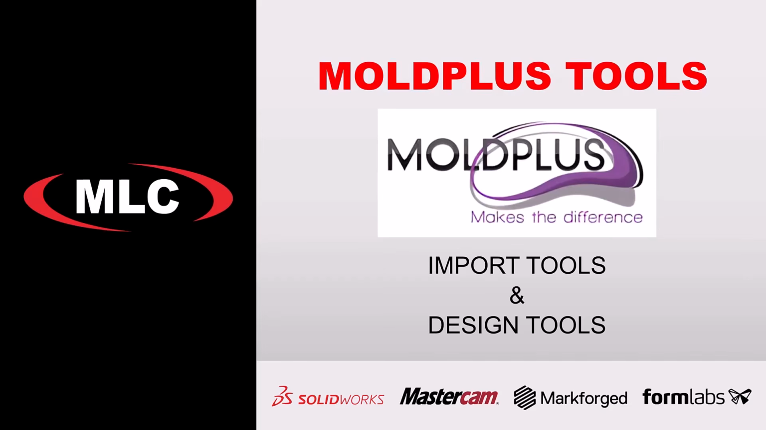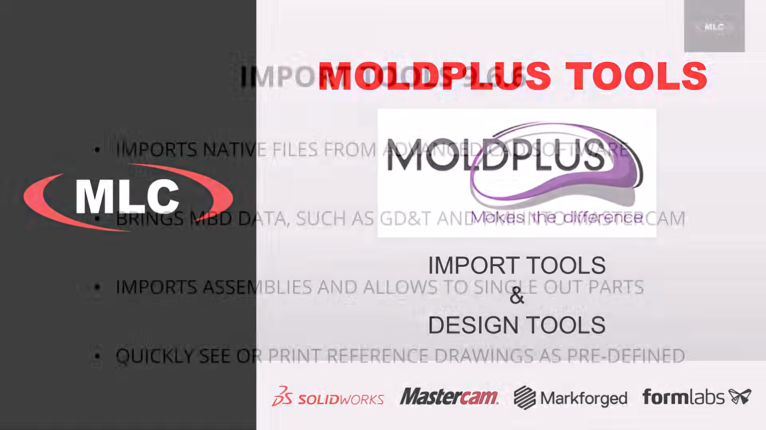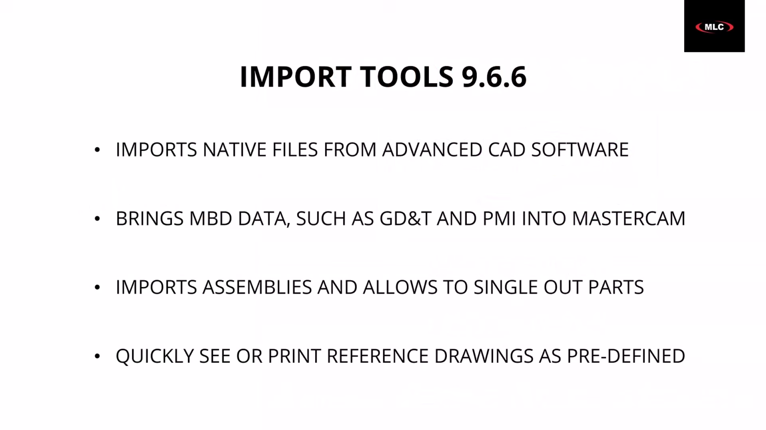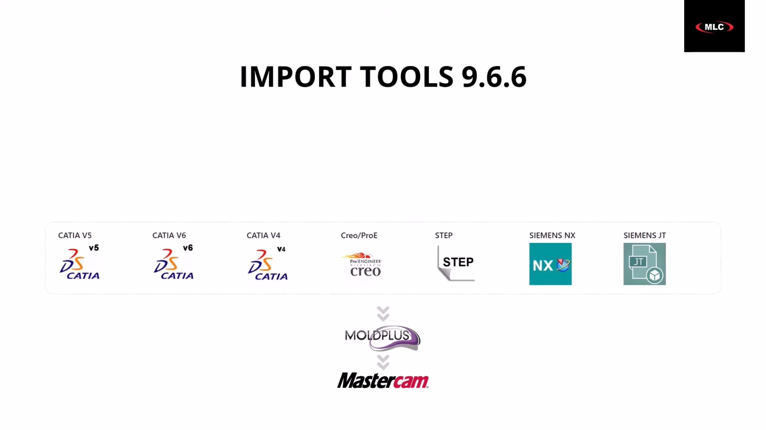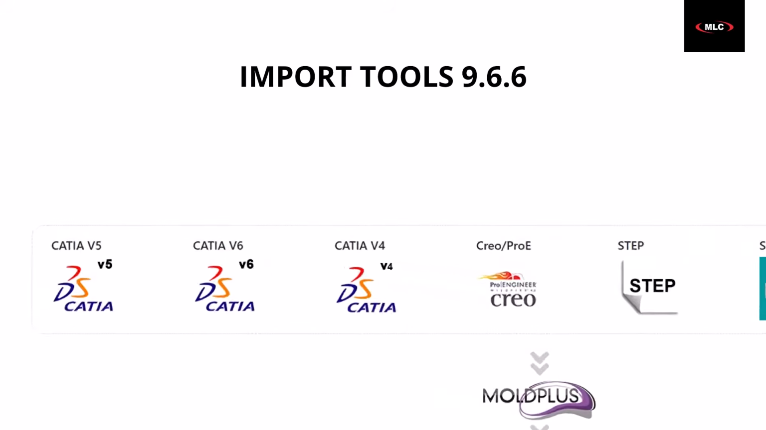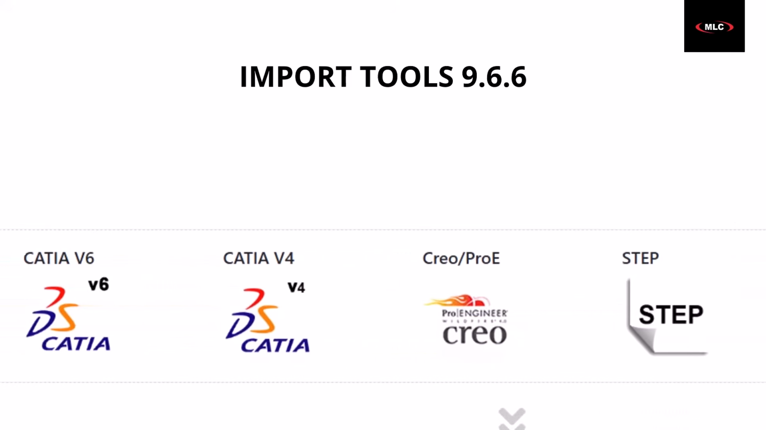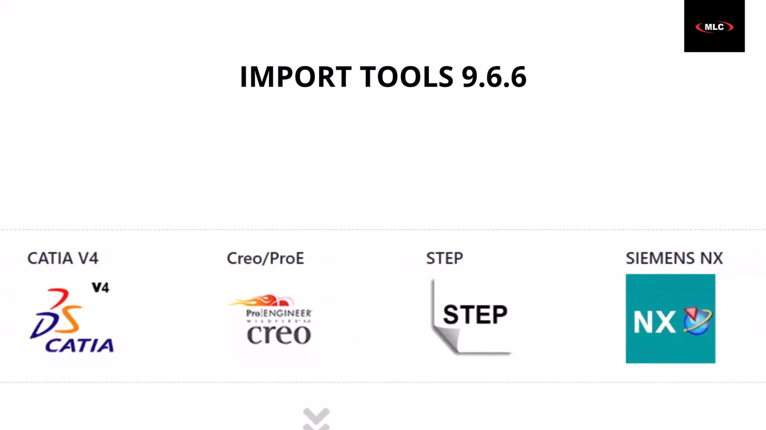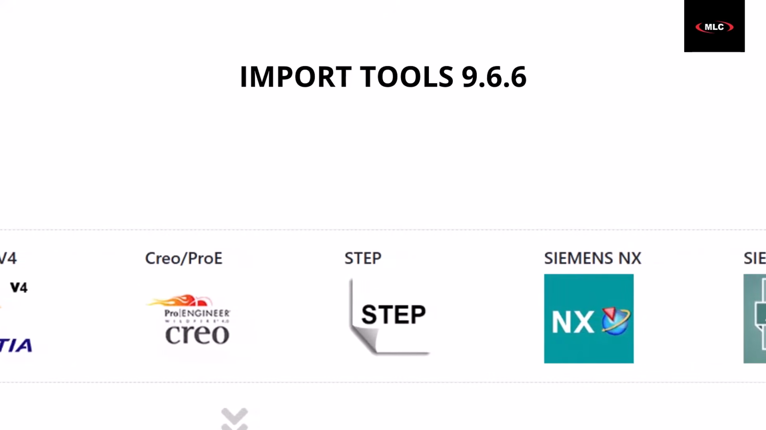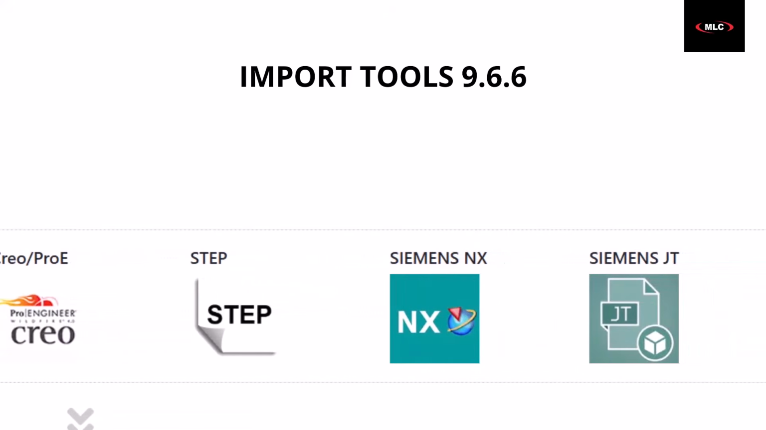Import tools is right now using version 9.6.6. It gives you a capability that you might not have right now with Mastercam, and if you do, it's probably a little bit limited. What I'm talking about is some of the advanced CAD software out there, such as CATIA, Pro E, Creo, Siemens NX, or Siemens JT type files. It's able to import those native files directly from what that CAD software has saved out.